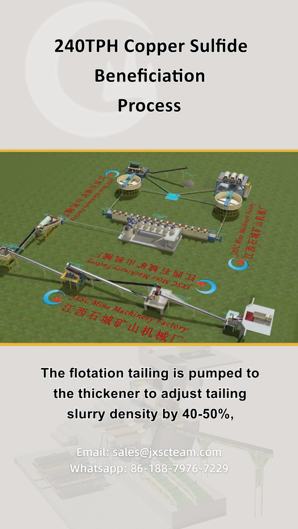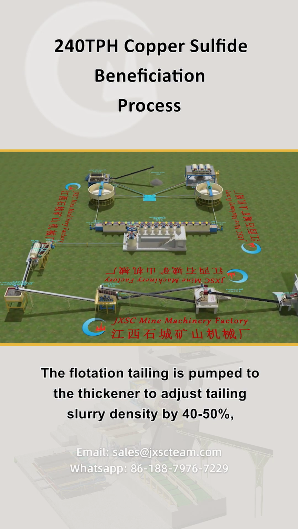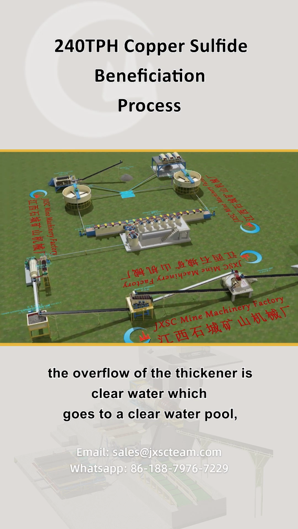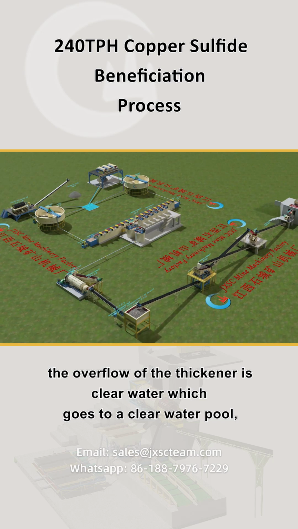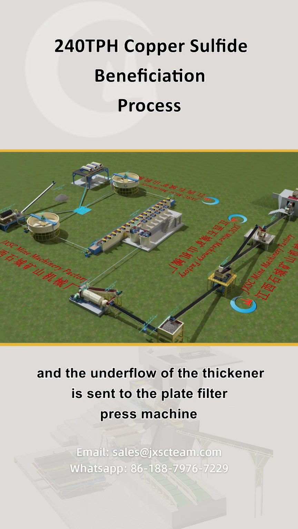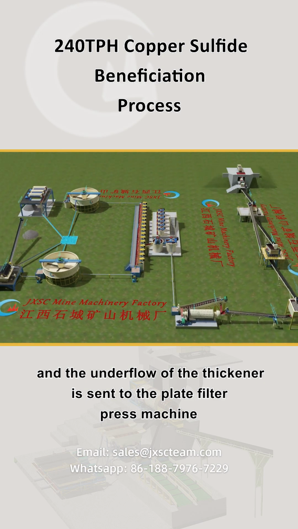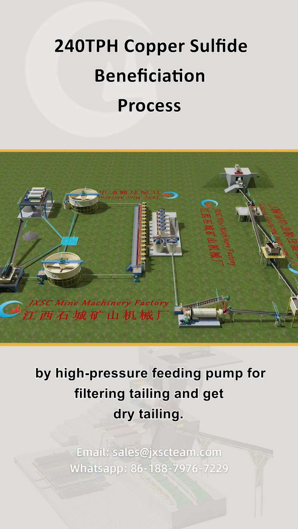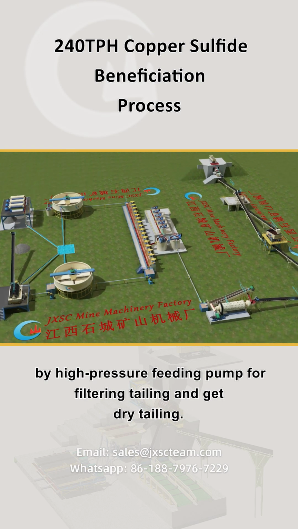The flotation tailing is pumped to the thickener to adjust tailing slurry density to 40 to 50%. The overflow of the thickener is clear water which goes to a clear water pool. The water can be reused in this plant, and the underflow of the thickener is sent to the plate filter press machine by high-pressure feeding pump for filtering tailing and getting dry tailing.